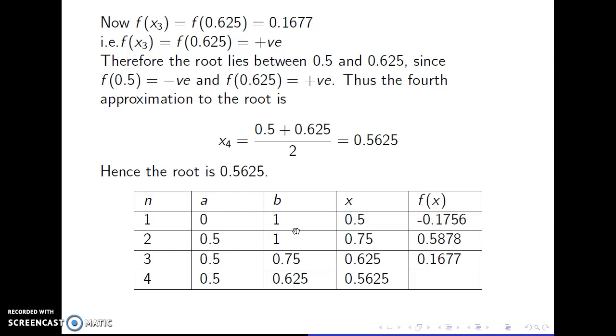Now this we put in table format. This is the first a value, b value, and this is the center, that is the first approximation, 0.5. The next interval becomes 0.5 and 1 because of the opposite sign. We got here 0.75.